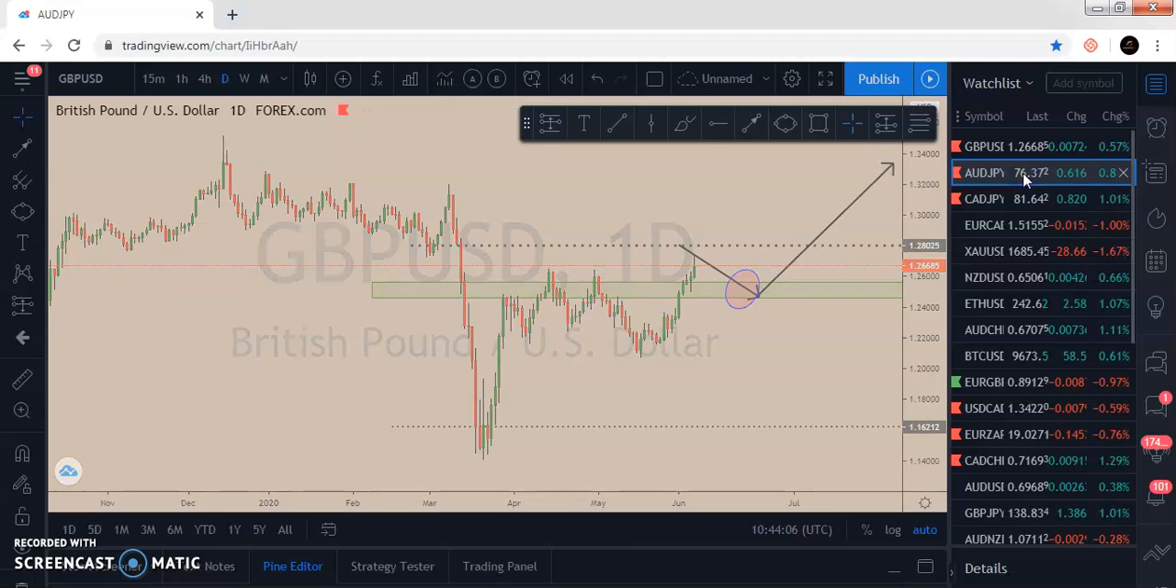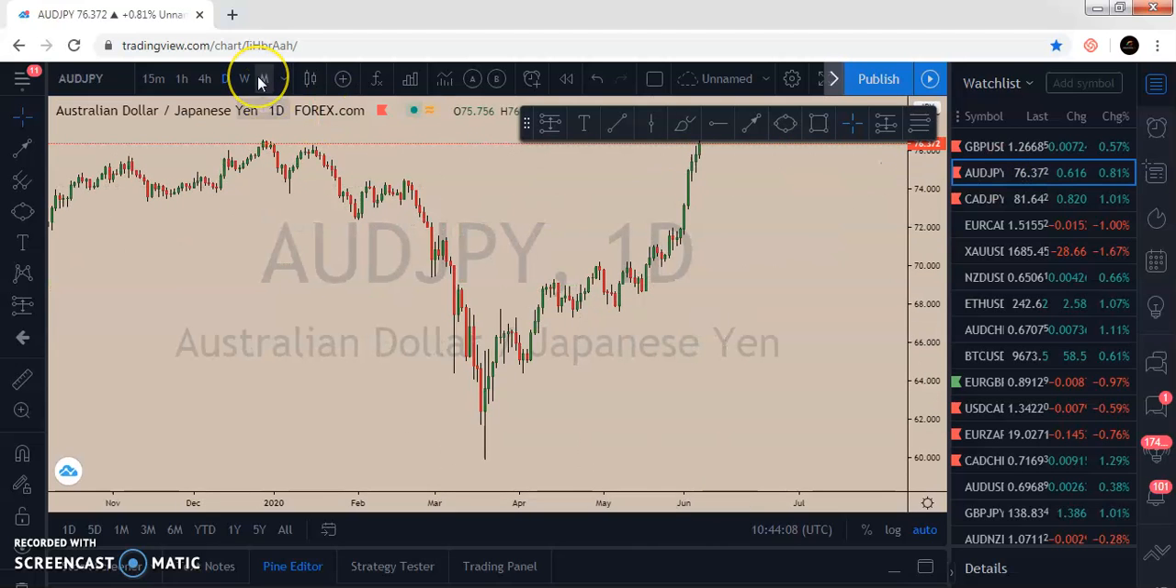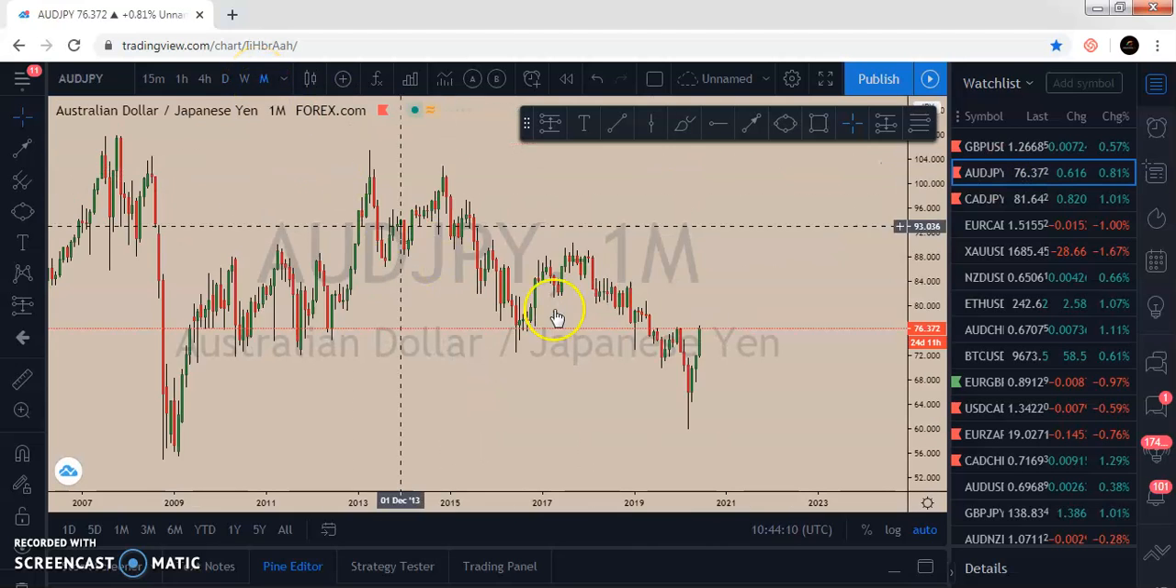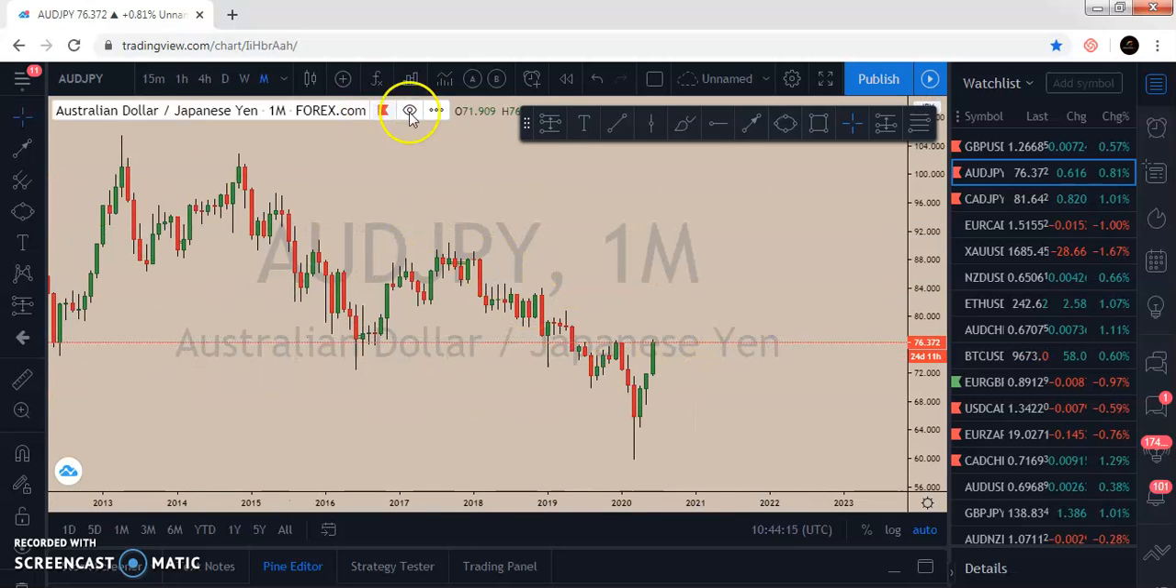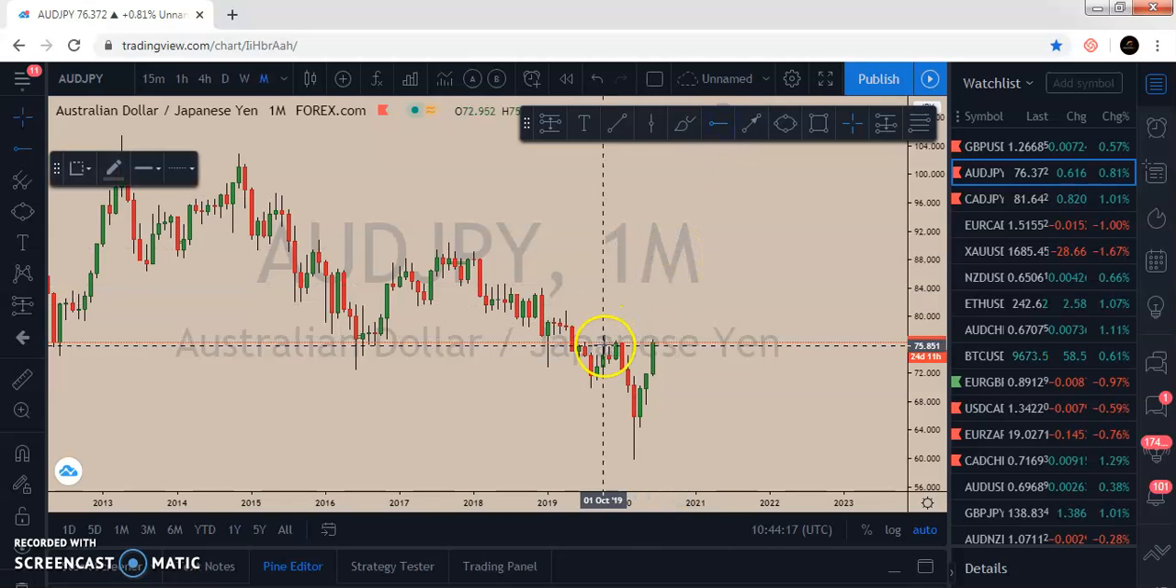And the next pair on our watch list is AUD/USD. Now let's start this analysis from the monthly time frame. From the monthly time frame, what can you see here? I can see an inverted head and shoulders pattern about to form.